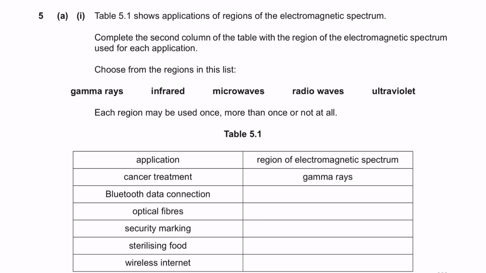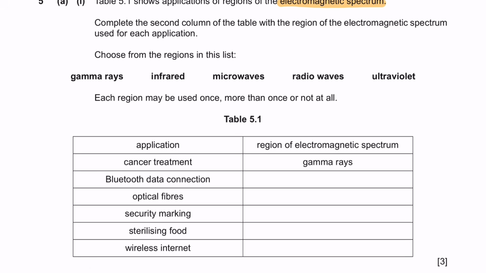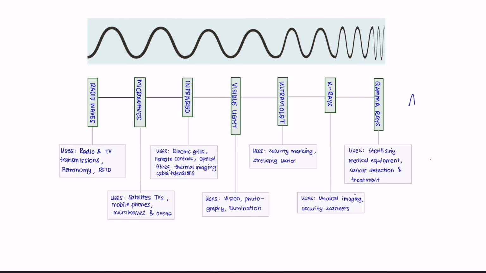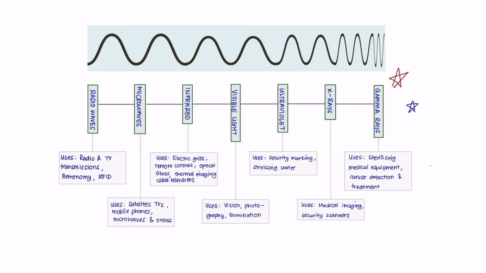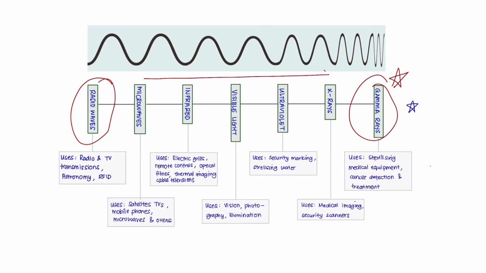Next, question 5, part A. Table 5.1 shows applications of regions of the electromagnetic spectrum. Complete the second column of the table with the region of the electromagnetic spectrum used for each application. Choose from the regions in the list. Okay, here you are given the application in this column and you have to fill it up with the region, and the options are all given over here. They should be pretty easy as long as you have memorized the regions and their applications accordingly. If you haven't, you can just take a screenshot of these and make sure to memorize them. And also remember the order of the spectrum from the lowest frequency to the highest frequency.